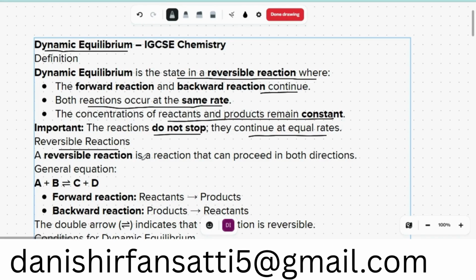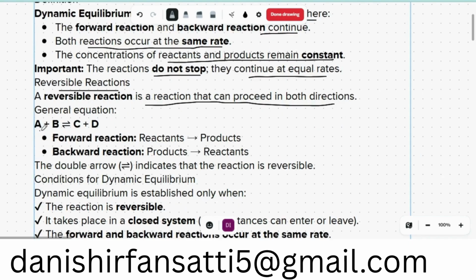A reversible reaction is a reaction that can proceed in both directions. For example, A plus B gives us C plus D, but C plus D also gives us A plus B. The forward reaction is from reactants to products, and the backward reaction is from products to reactants. The double arrow indicates that the reaction is reversible.